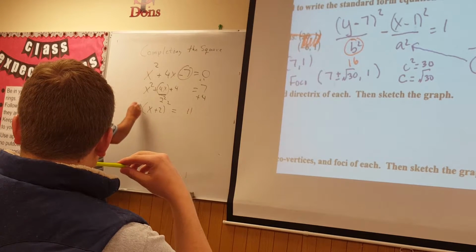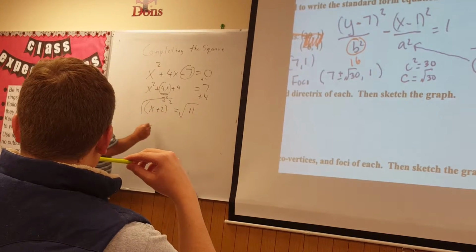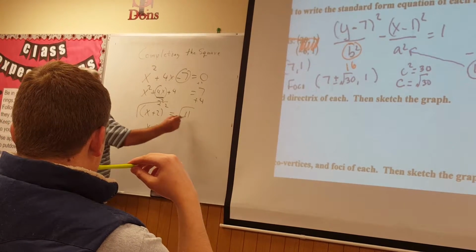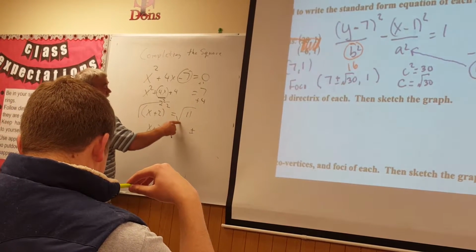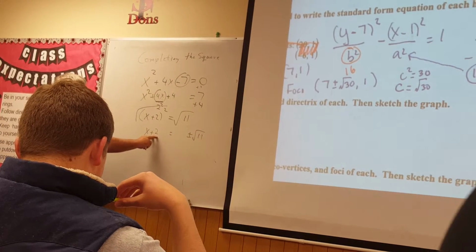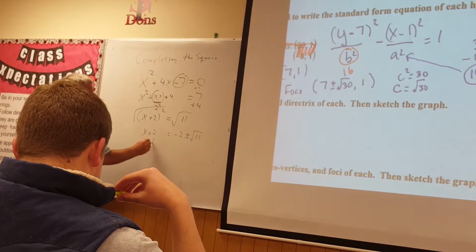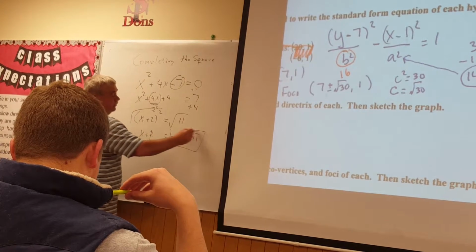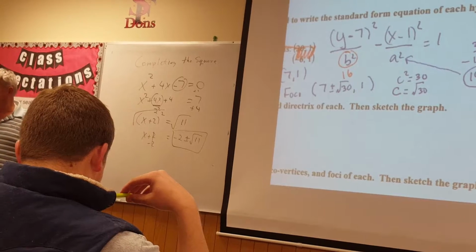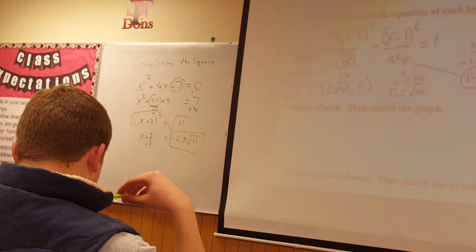So to solve that, you take the square root of this. So x plus 2 equals plus or minus the square root of 11, and then you subtract 2 from both sides. So that's your answer. That would be the simplified way that you would do that. Okay.